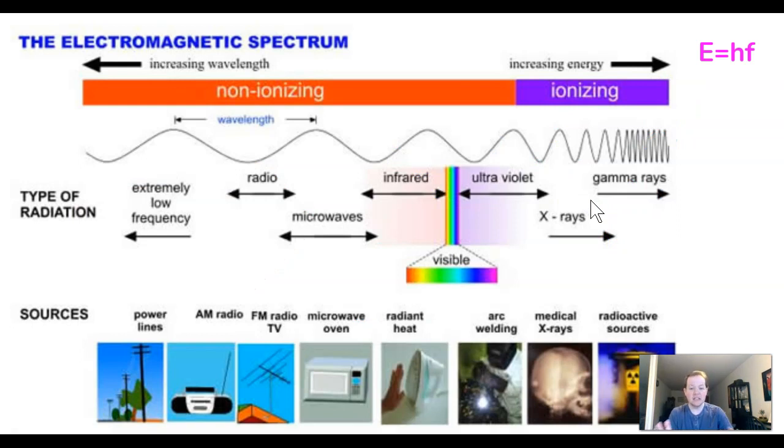Okay, so here's that spectrum again. But now this spectrum has a new detail. It has a label showing the types of light that are not ionizing. They can't strip electrons away. And they have light that can strip electrons.